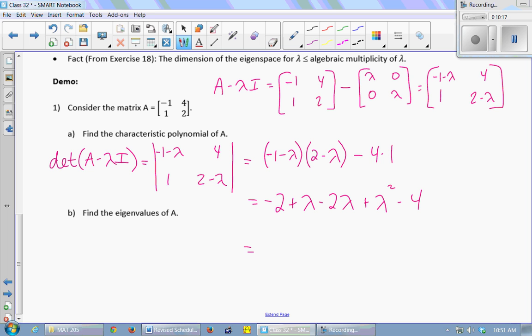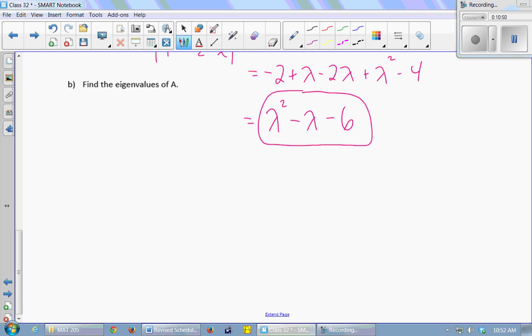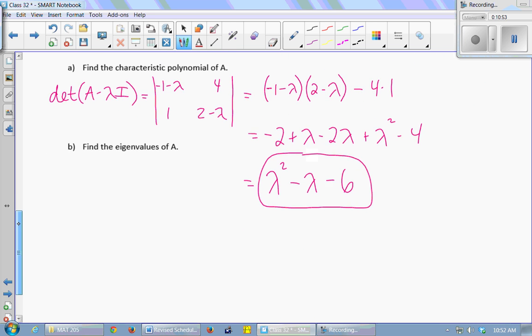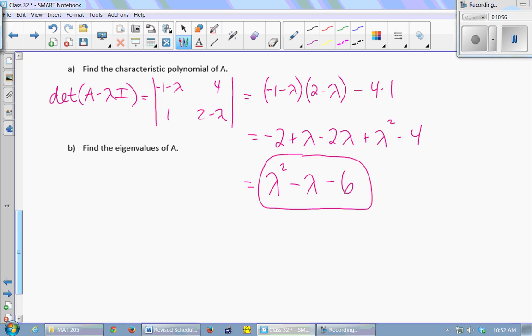Combine like terms. So I have lambda squared minus lambda minus 6. That is the characteristic polynomial for the matrix A, the determinant of A minus lambda I. So this is why it's called the characteristic polynomial. Once you take the determinant of A minus lambda I, it always comes out as a polynomial. So if I want to find the eigenvalues of A, we just set the characteristic polynomial equal to 0 and solve.